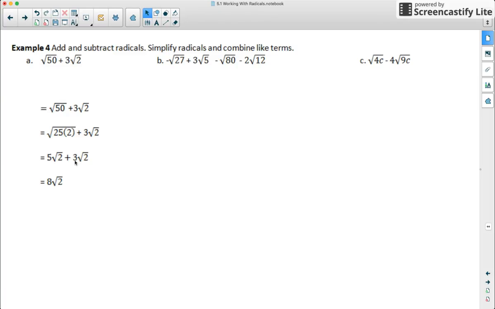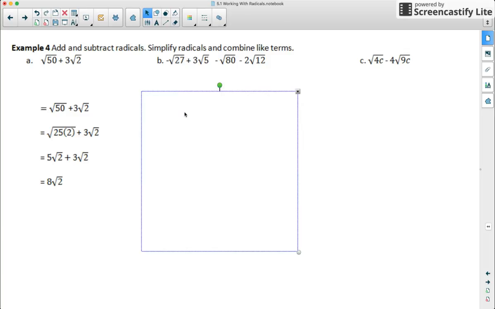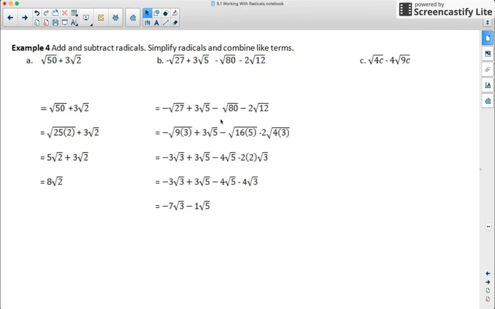The constant terms are what we add. The radical is basically considered a variable, okay? So if we had 5x plus 3x, it would equal 8x. Same with your radicals. You don't add them together, you just add the constant terms. Second equation is a little bit more difficult. Okay, we cannot simplify this, but everything else we should be able to simplify. So for negative root 27, we have 9 root 3.